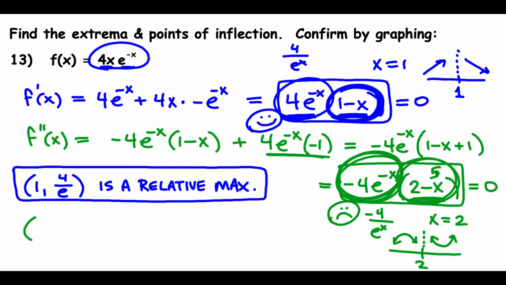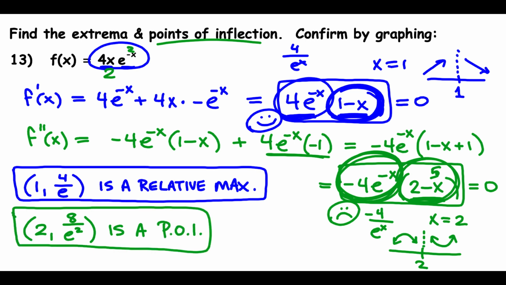So 2 comma. And it says points of inflection, not x-coordinates of inflection. So we do want the y-coordinate. We do have to put a 2 in here. 4 times 2, that's going to be 8 e to the negative second. That's the same thing as 8 over e squared. And that is a point of inflection.